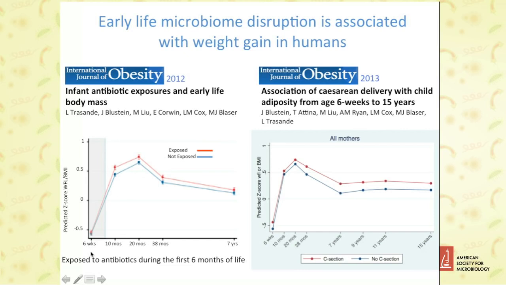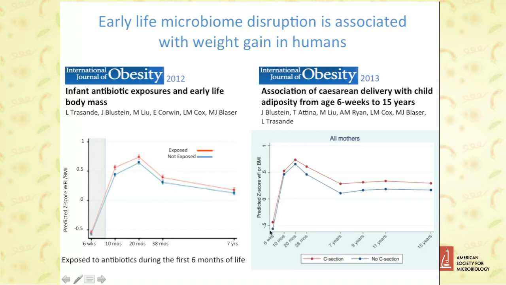And what we found is that the kids who were exposed to antibiotics in the first 6 months of life developed greater fattiness than the kids who didn't. This is now one of 6 studies that are showing data in the same direction. Early life antibiotics increased fattiness. We also asked, what about C-section?